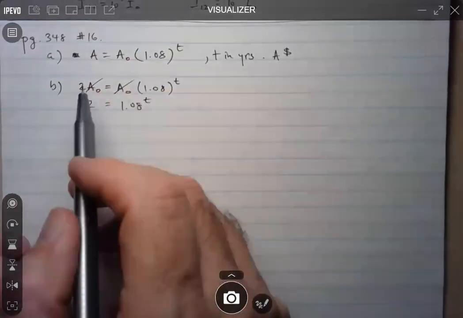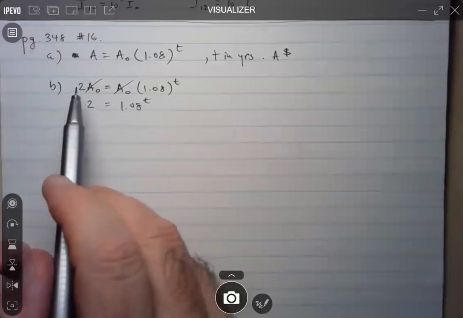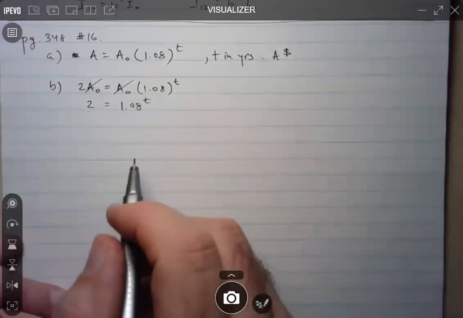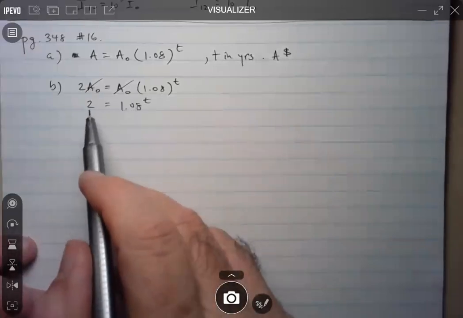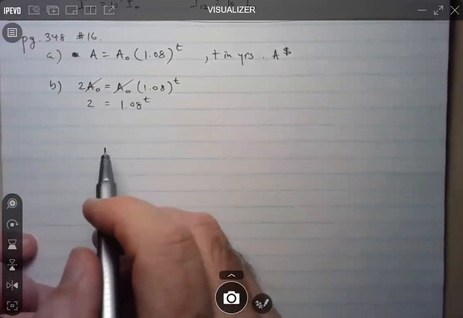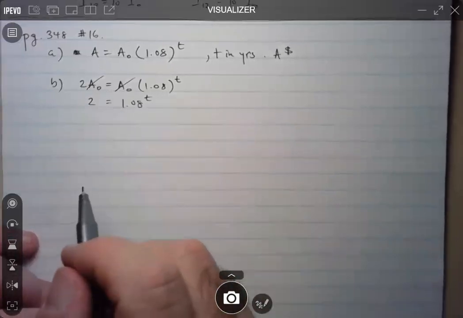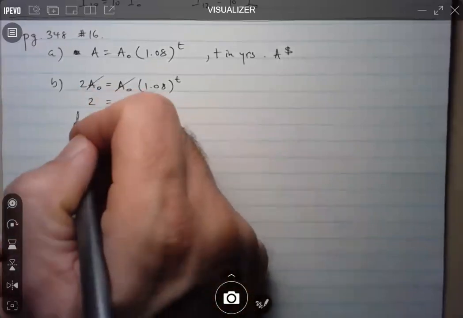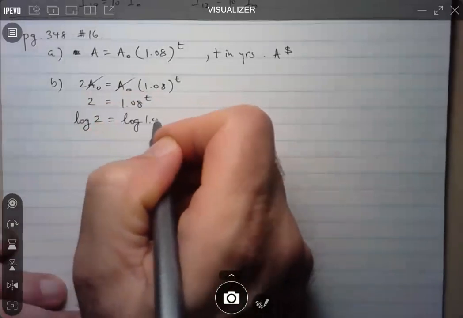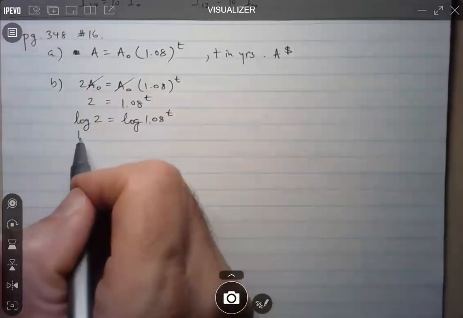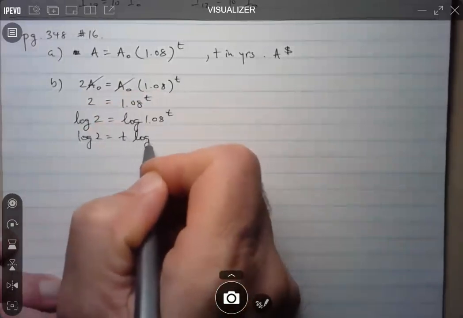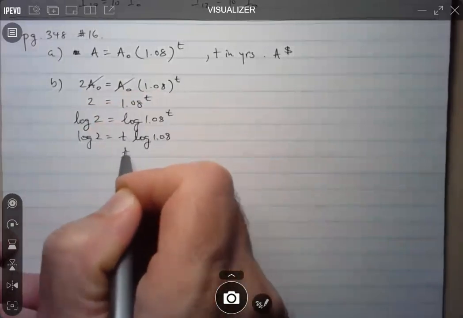Okay, so this would be the exact same thing for tripling time. It's just this would be 3 times A0, but the same thing would happen. And then from here, this is just solving this equation. So whether I take log base 1.08 of both sides and then do a change of base, but since I know I'm going to want to get an approximation, I'll just take log base 10 of both sides. Okay. And then, of course, here we can use the ski slope rule and solve for the time.